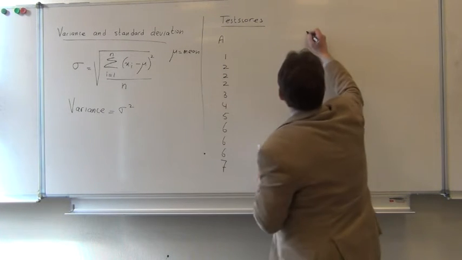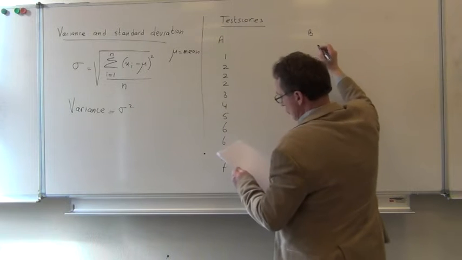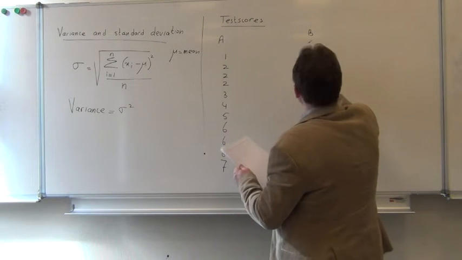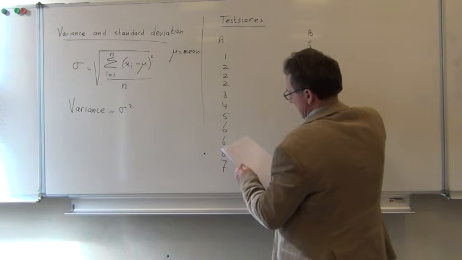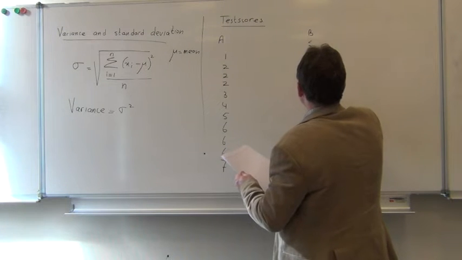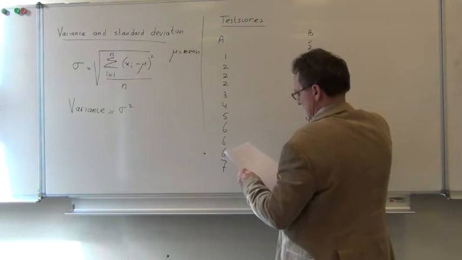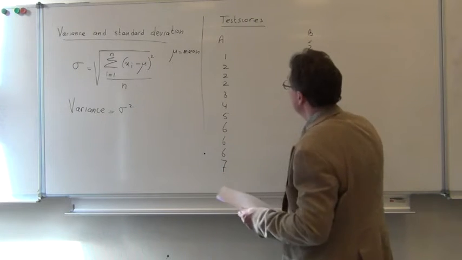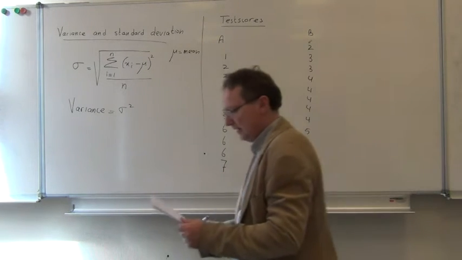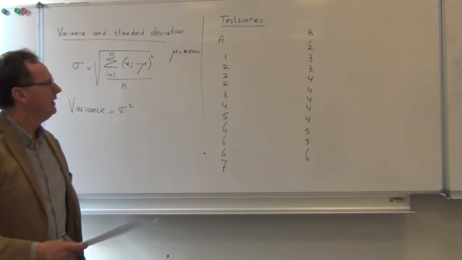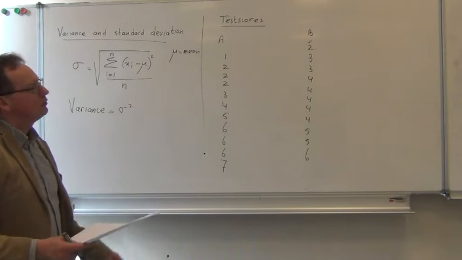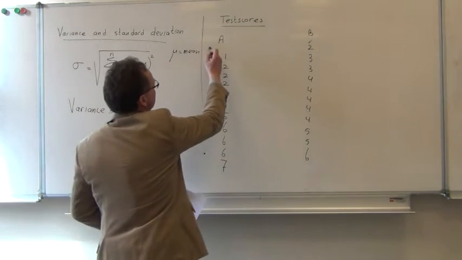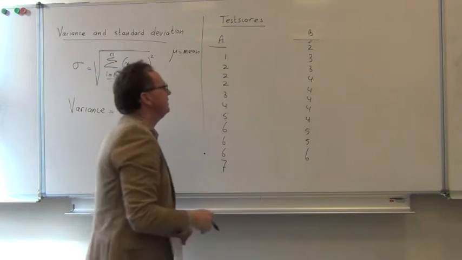And class B, the scores are 2, 3, 3, and then 5 4s, 2 5s, and 6. So if I didn't make a mistake, both classes have 11 students, and we would like to compare the two classes. So one way to compare them is, of course, to look at the mean of the two classes.